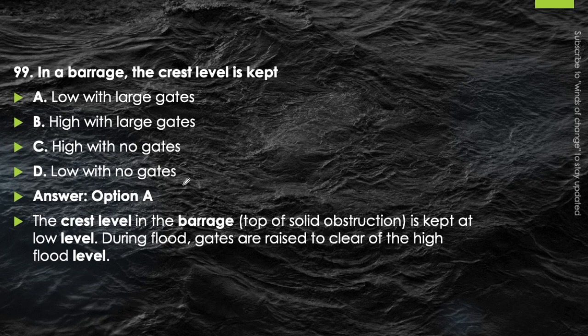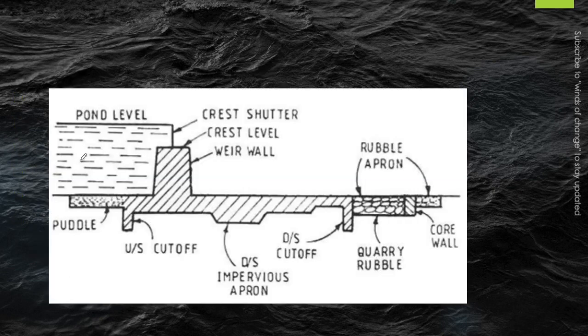The crest level in the barrage, the top of the solid obstruction, is kept at a low level. During flood, gates are raised to clear the high flood level. Okay, this is the case of the barrage. This is the crest. Now the crest level is kept lower so that there can be a gate above it. In case we have to open the reservoir, then we will raise the gate so that the water can flow to the downstream side.